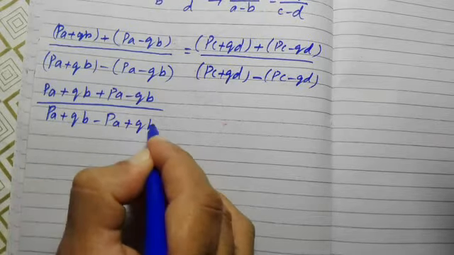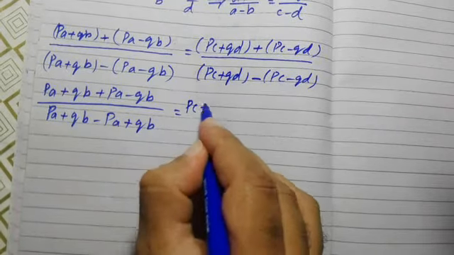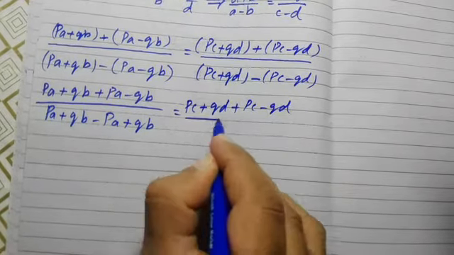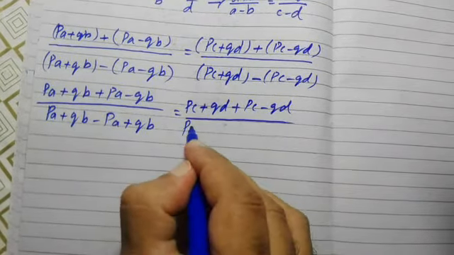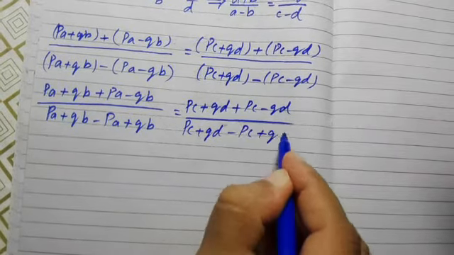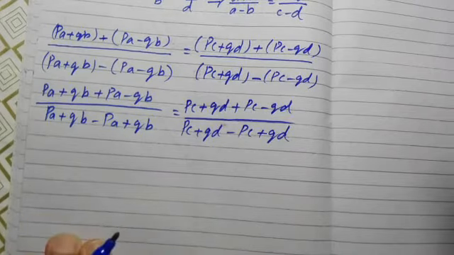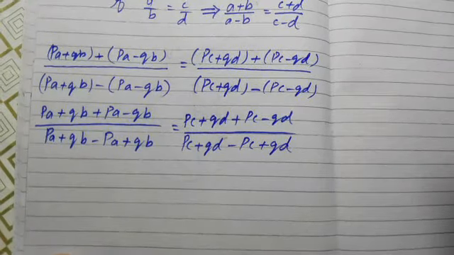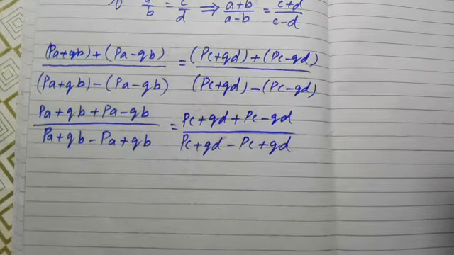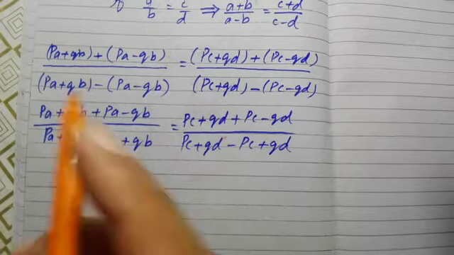equals (PC plus QD) plus (PC minus QD) divided by (PC plus QD) minus (PC minus QD). So I have simply opened or expanded the brackets and I have changed the signs of the terms which are next to the negative sign. And again, the same procedure will be done. What is the same procedure? Go for the cancellation.